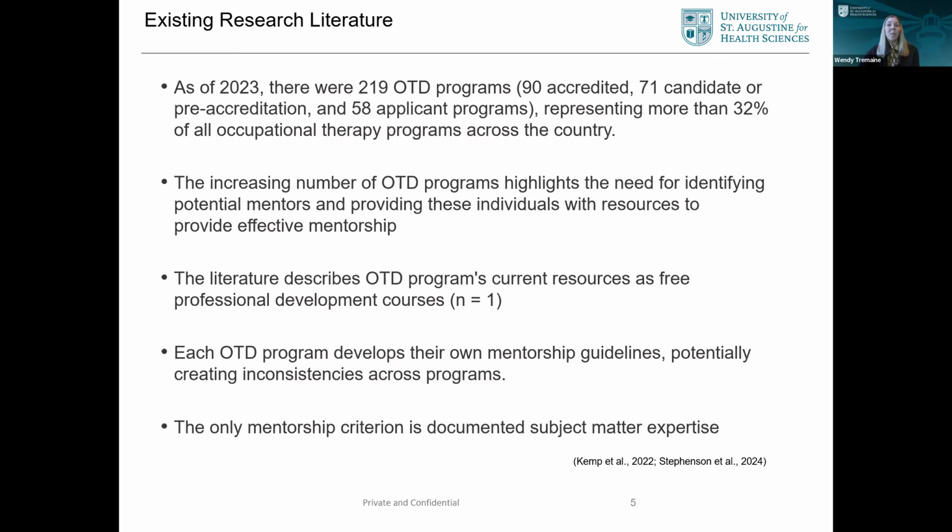We reviewed the existing research literature on mentor resources. The literature describes OTD programs' current resources as a series of 3 free professional development courses with a sample size of 1. Further compounding the issue, each OTD program develops their own mentorship guidelines, potentially creating inconsistencies across programs. The only mentorship criterion is documented subject matter expertise in the student's selected capstone topic area.